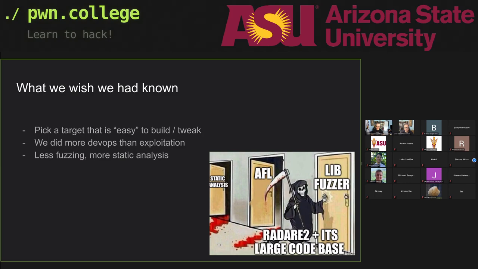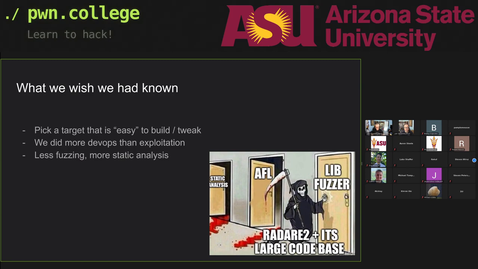We probably should have picked a target that's a little bit easier to at least build and tweak. Radare has a relatively bulky code base, and having to rebuild and compile even after our quick dirty patches would take quite some time. Overall in the class, we definitely did a lot more DevOps as a whole than exploitation.